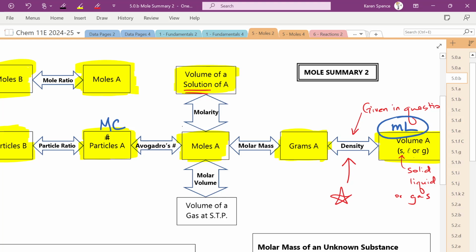So that's going to be a 1, 2, 3-step process. And I'm going to use the density as a conversion factor, the molar mass, and then Avogadro's number to get from milliliters over to molecules. Okay?